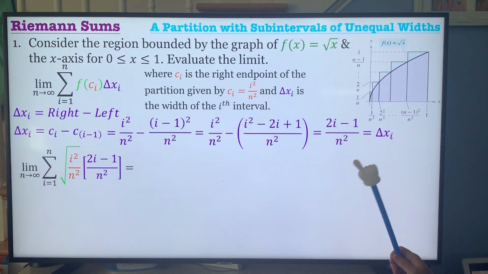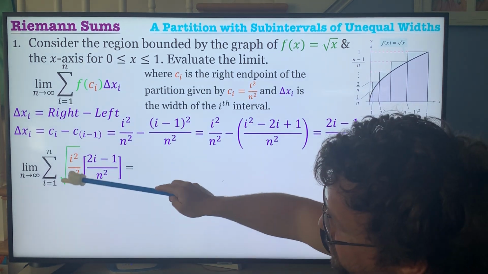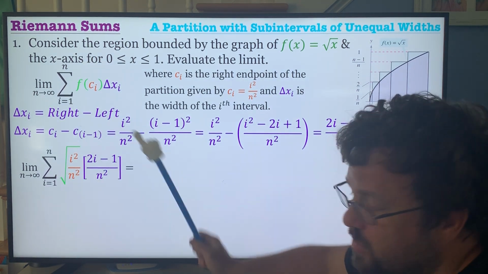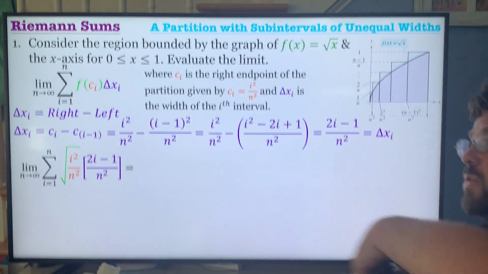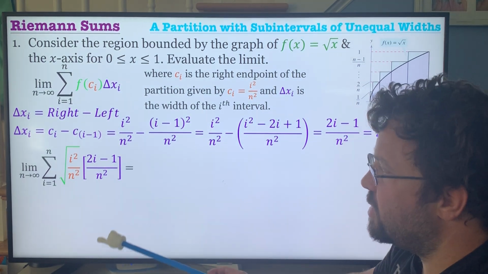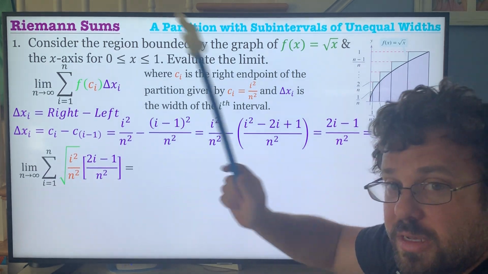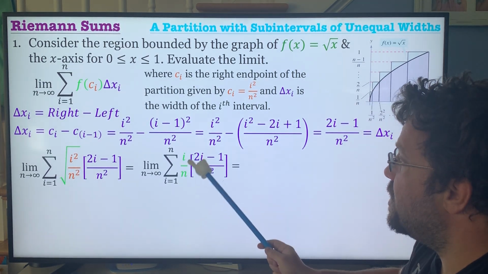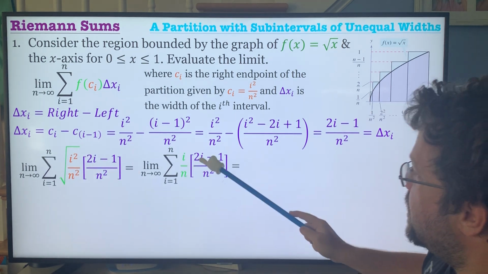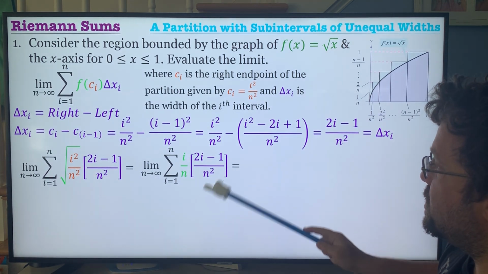Now you have to expand again. But before you do that, you have to take the square root of i squared over n squared. You have to take the square root of the numerator and denominator. The square root of i squared is i, square root of n squared is n. So it's just i over n times 2i minus 1 over n squared.